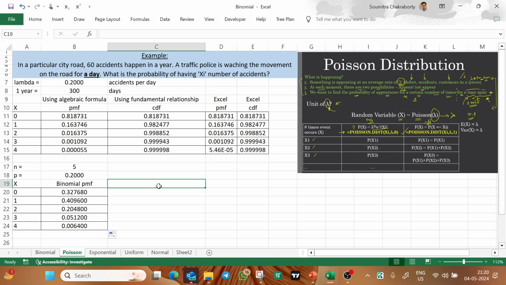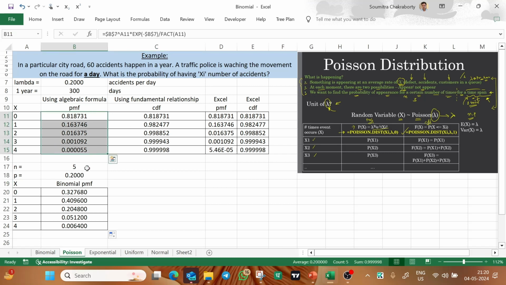But see, are these values really matching? This is 819 and this is 328. This is 164. This is 40410, something like that. So are these values really matching? I don't think so. Therefore, is it so that Poisson and binomial cannot be compared?